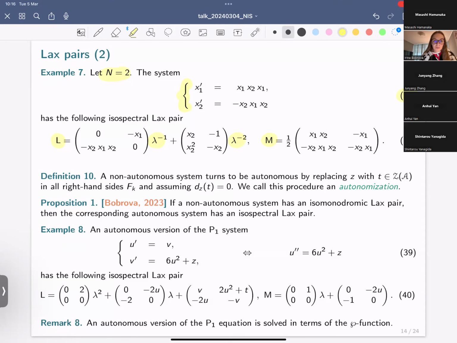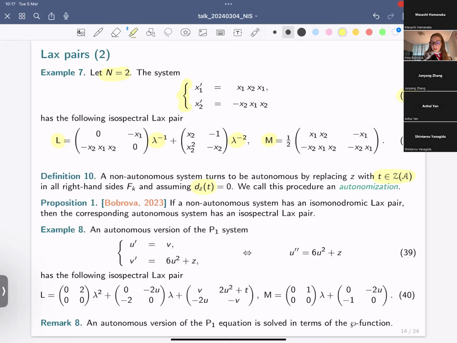One more thing about the connection between non-autonomous systems and autonomous systems is the following. Starting from the non-autonomous system, we can introduce its autonomous analog in the following way. We introduce a new central element t of our algebra A, and replace in the right-hand side of the non-autonomous system all elements z by t. And we assume that dz over dt is equal to 1. Then our non-autonomous system becomes an autonomous one. This procedure we call autonomization.